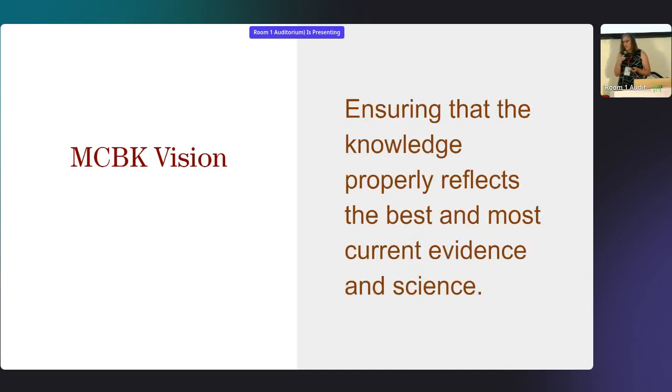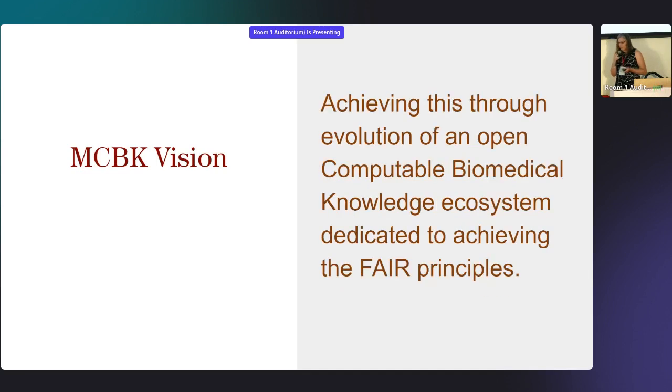And we also need to make sure that the knowledge is reflective of the best current evidence in science. You can build a lot of these databases, but if you don't have someone actively maintaining and updating them, you might actually have something that's misleading. You want to make sure that you have as much as you can get. Then the last one is we want to do this by providing a mechanism for providing CBK and an ecosystem around it that will do this using FAIR principles.